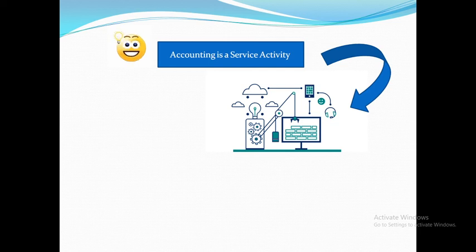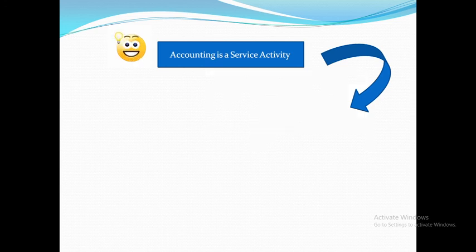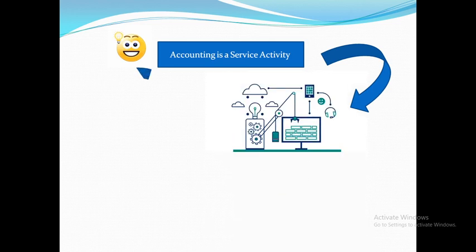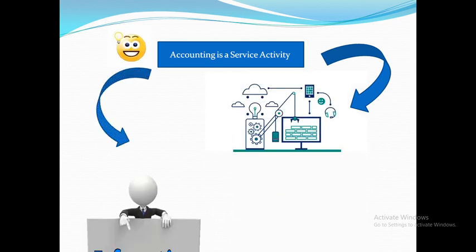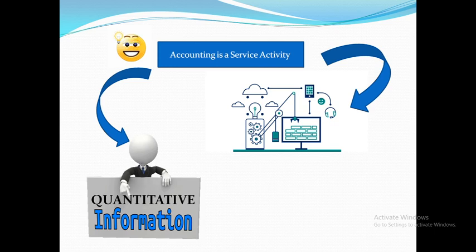What are these economic entities? Of course, these are small businesses, these are big corporations, or in a different form like industry, institution, we have also manufacturing companies, and so forth and so on. So, it is considered to be a service activity simply because it provides information to these different entities. What are these information that has been provided? These are the so-called quantitative information.